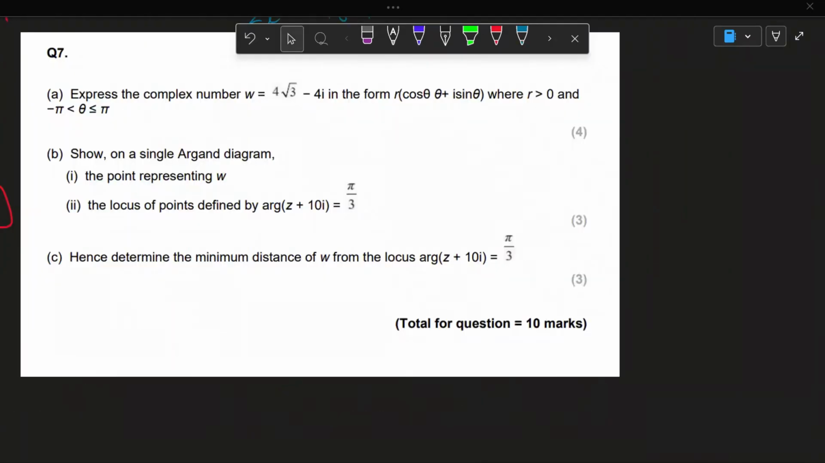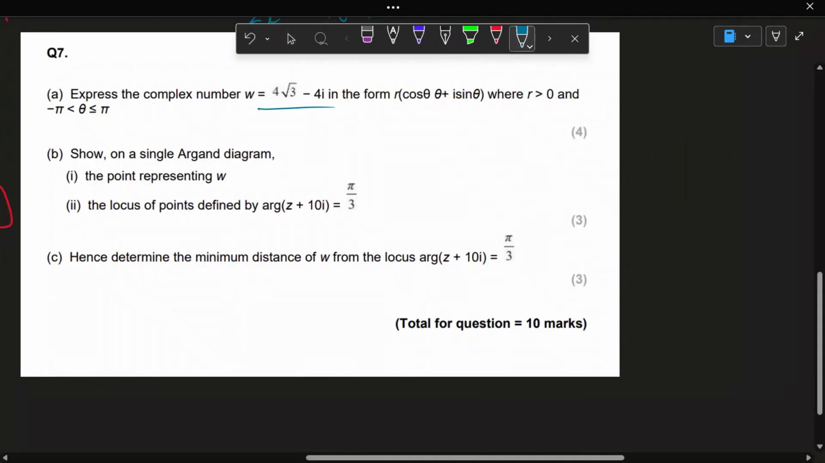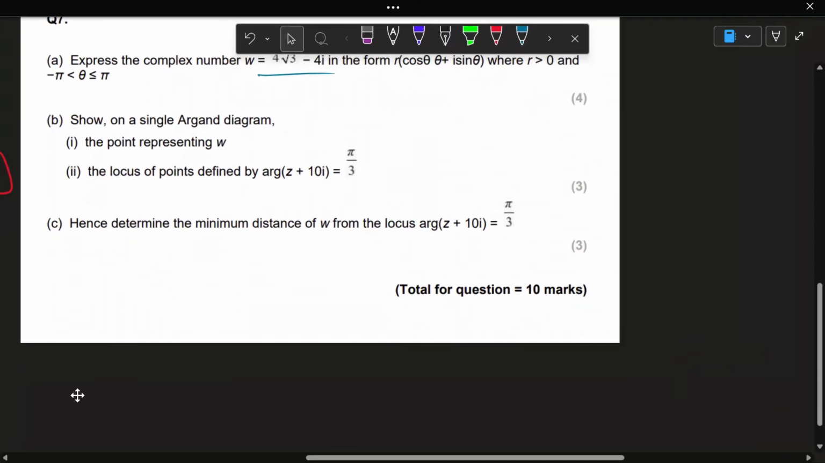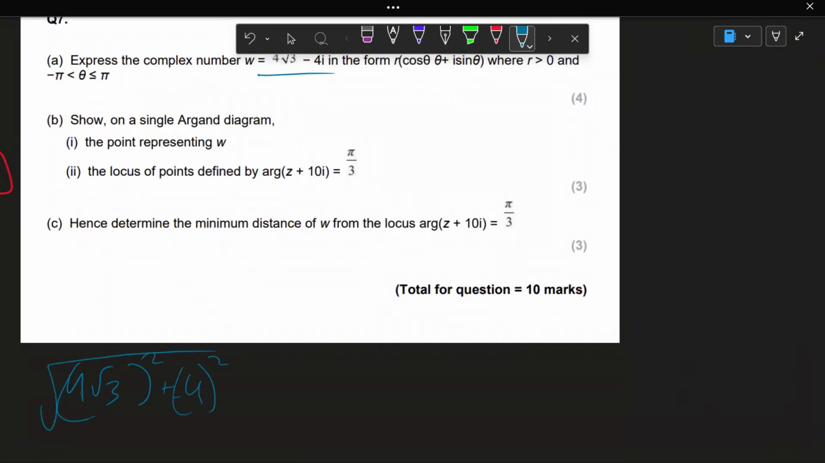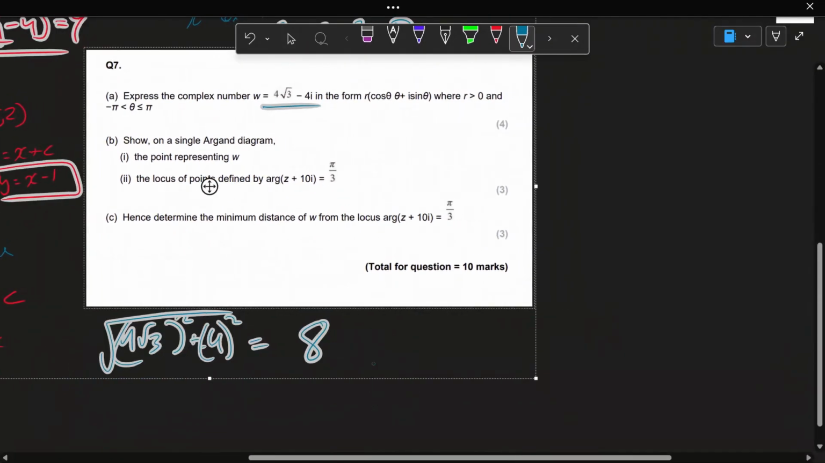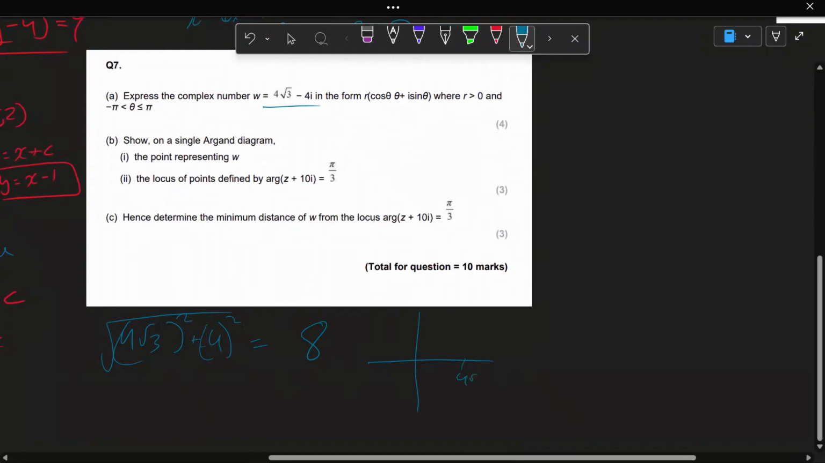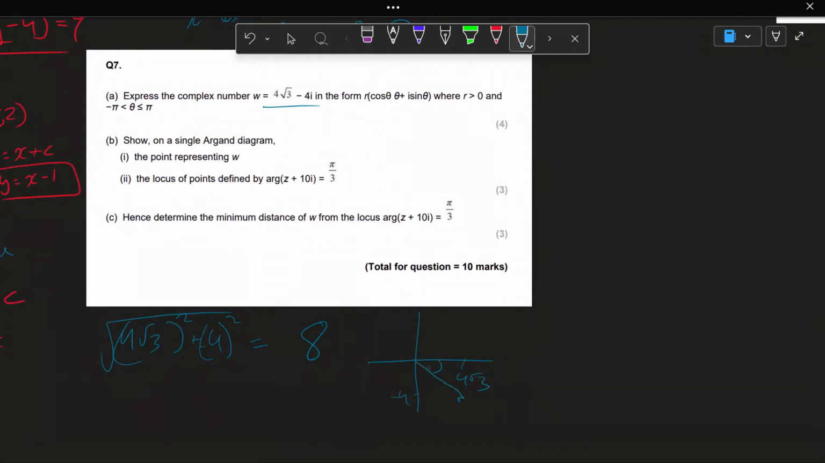So our next question, I'll put this in modulus-argument form. On modulus first, that's root of (4 root 3) squared plus 4 squared, so that would give us 8. That's our modulus. Our argument diagram here: 4 root 3, minus 4. So this is going to be our angle. We can just do tan to the minus 1 of plus or minus 4 over 4 root 3.